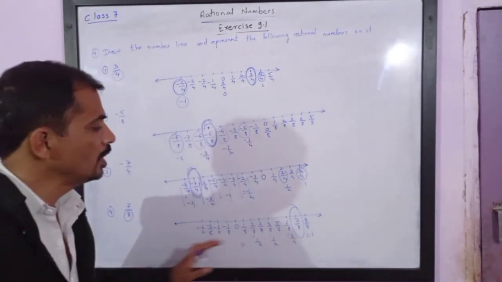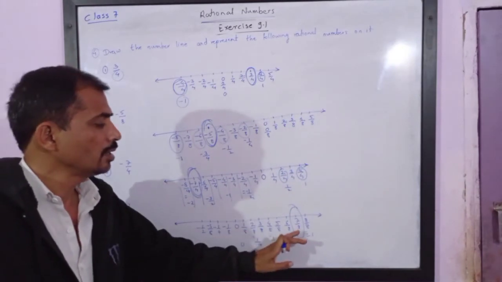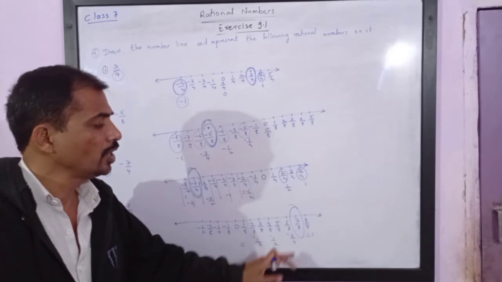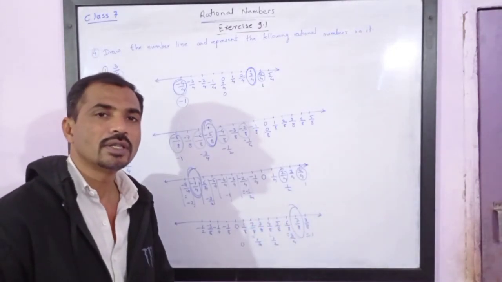So please note, in this way any rational number which is in the form of P upon Q can be plotted on the number line.